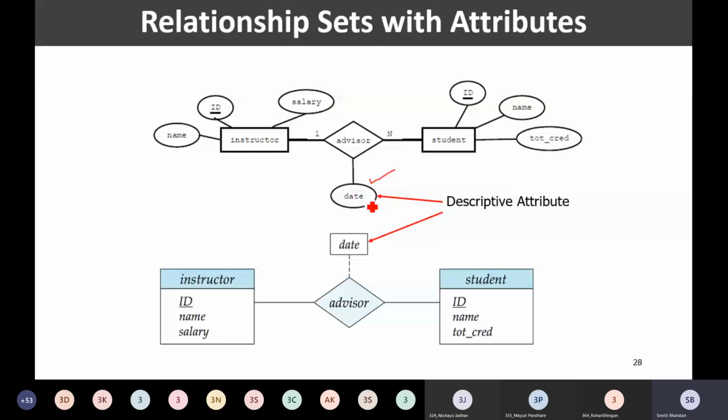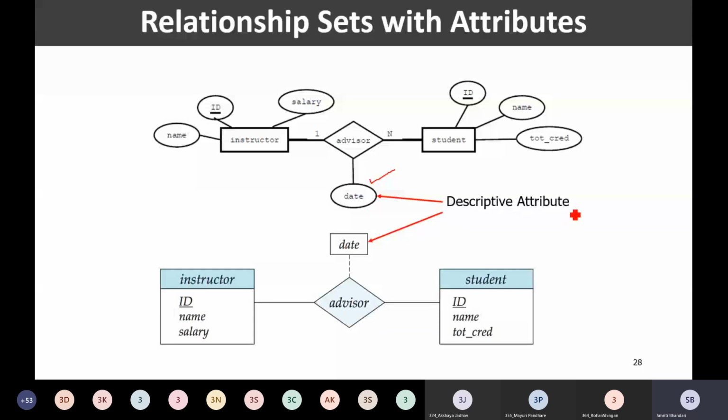Because we want to maintain the information of when the instructor started advising the respective student, that is, the start date. That information we would like to store, and to store it, we are making use of this attribute associated with the relationship set. The attributes that are associated with the relationship set are known as descriptive attributes, right? So here date is the descriptive attribute.